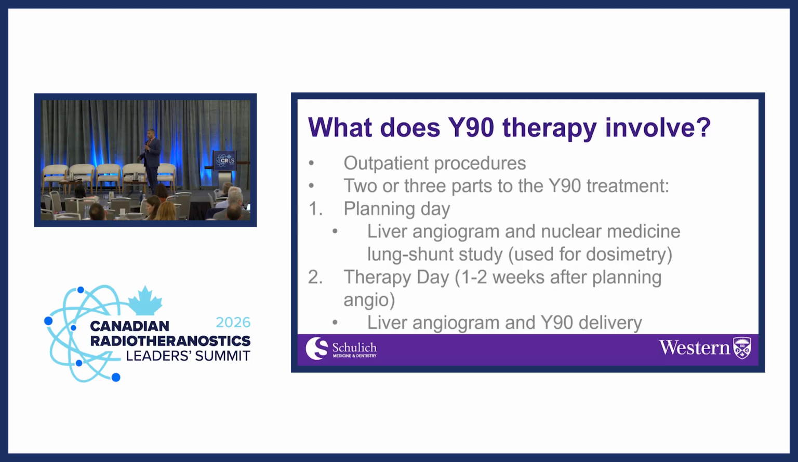So we do a liver angiogram, and we deliver a Y90 surrogate, technetium macroaggregated albumin, and do a lung shunt study. Then we use that information along with their CAT scans and specialized software to calculate a dose of radiation and bring them back a week or two later for a therapy day. On that day, we also do a minimally invasive angiogram procedure, and deliver the radioisotope via millions of tiny little beads.